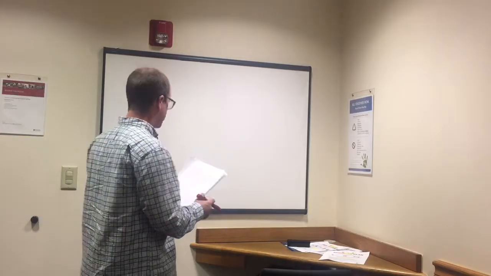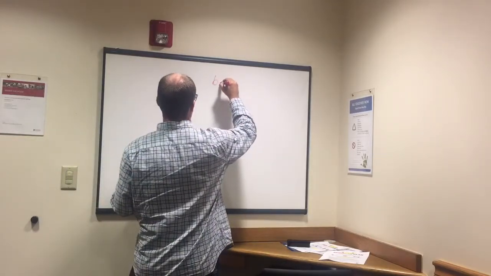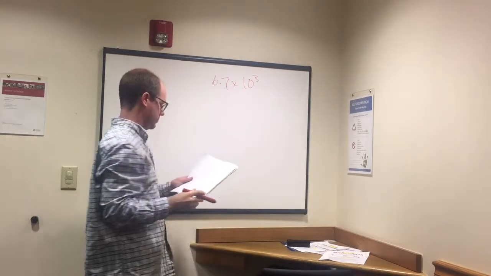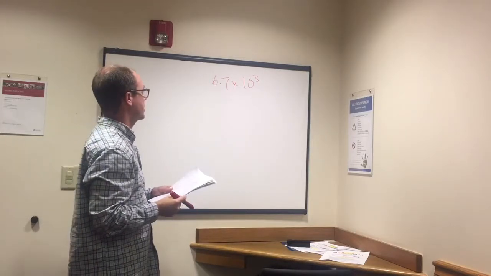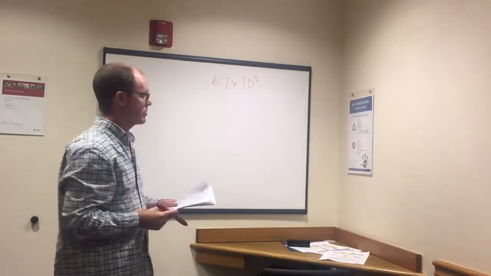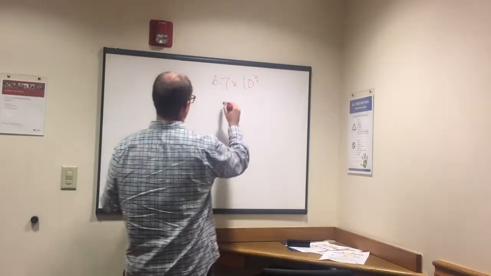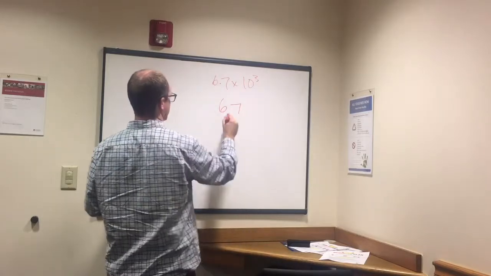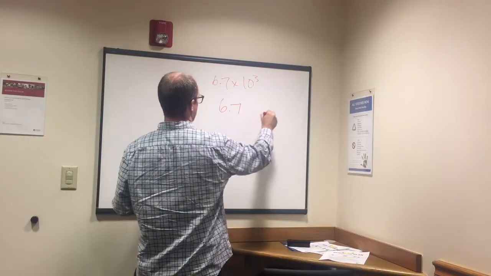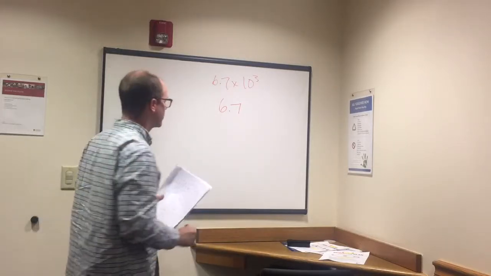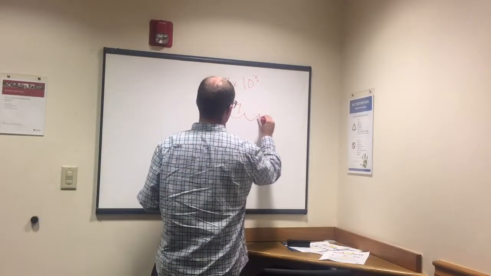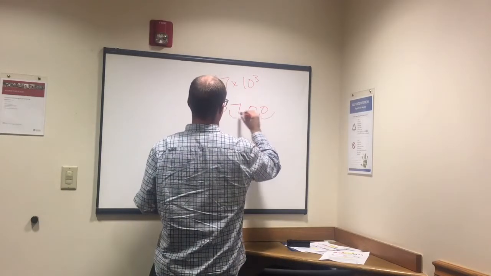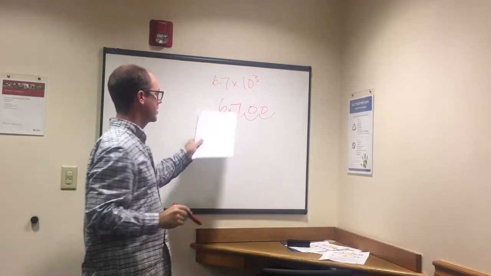Okay, so we start off, we have 6.7 times 10 to the third. What does that equal? There's a real simple way that you go about doing this. So we have the 6.7, and 10 to the third means that we need to move this decimal place 3 decimal places to the right. So that's 1, 2, 3. And for those last two, you need to add zeros and then get rid of that decimal place.